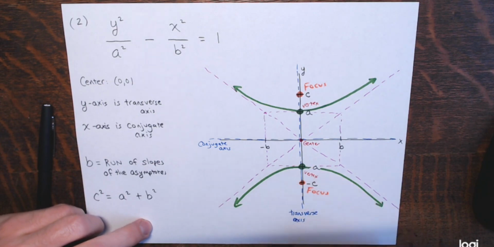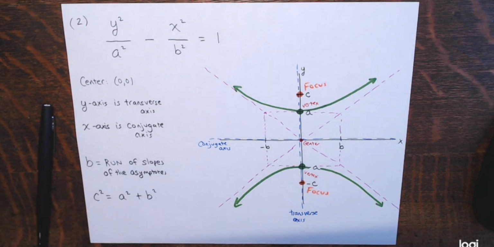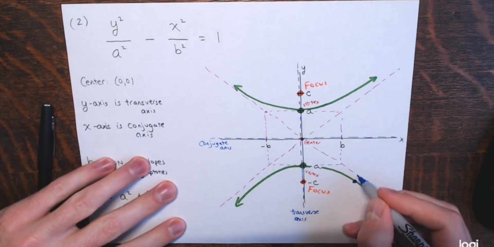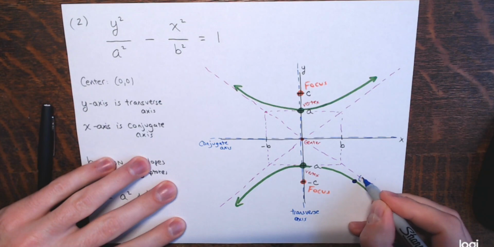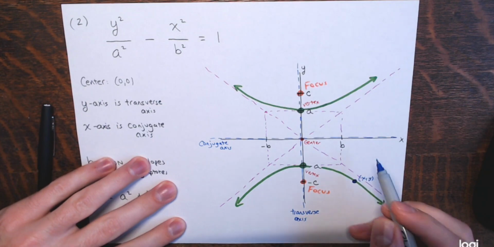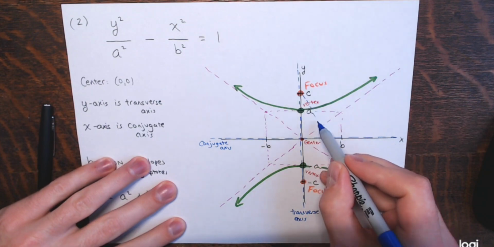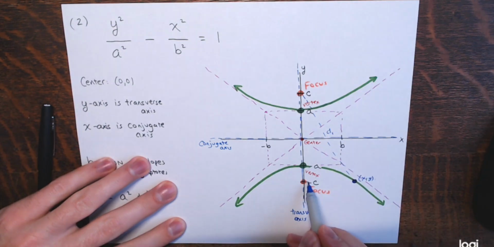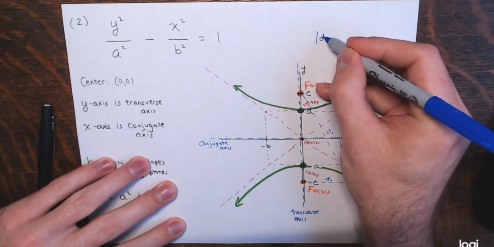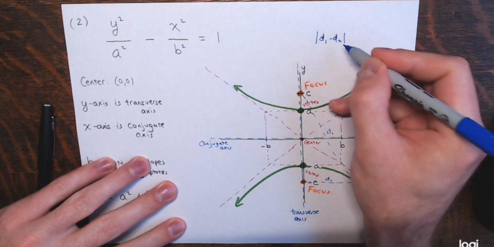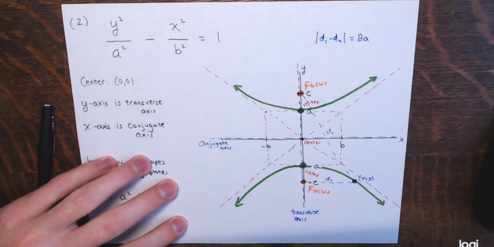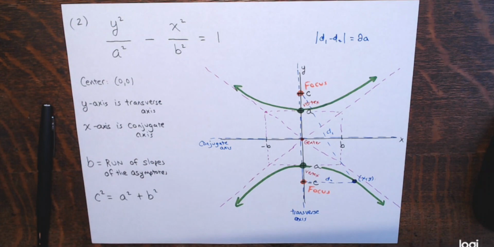Okay. And once again, if you were to take any point on the hyperbola, on either of these branches, take the distance to one focus, call it d1, and then the distance to the other focus, call it d2, the absolute value of their difference, or just make sure you do large minus small, will always be 2a, always, no matter what point you choose on either of these branches.